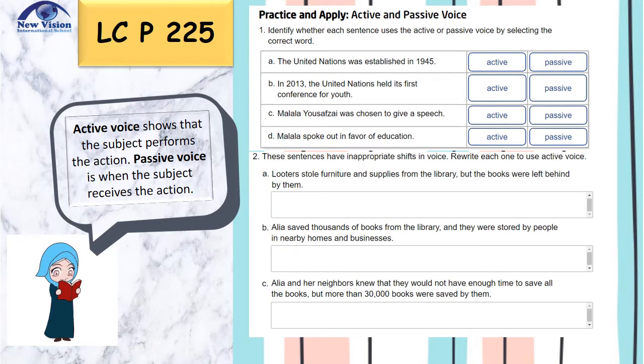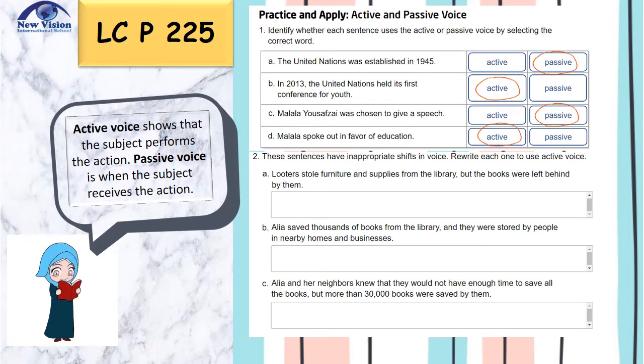Let us practice and apply what you learned. Identify whether each sentence uses active or passive voice by selecting the correct word. Please pause this video as you answer. Welcome back. Let's check your answers. A. Passive. B. Active. C. Passive. And D. Active.